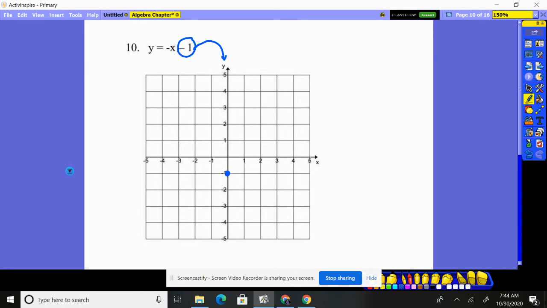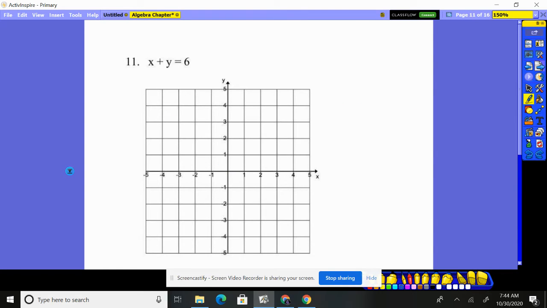Now, I can look at whatever's in front of x, and that tells me the steepness, the slope. And so I can figure out where the next point's going to land by knowing how steep the line is. Well, you notice there's not a number there, which means there's a 1 there. So we have a slope of -1. That's the slope we have. Well, a negative simply means it goes up to that side. It's going up to the left side. And if it's a slope of 1, that's just 1 over 1. So I'm going to go up 1 over 1, up 1 over 1, up 1 over 1. Connect my dots, and I have my graph.